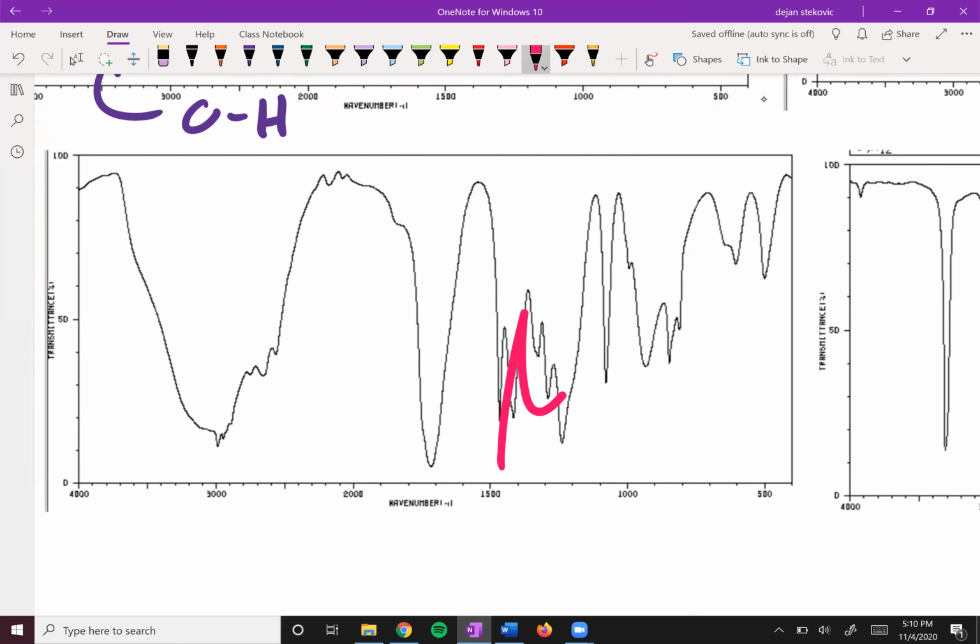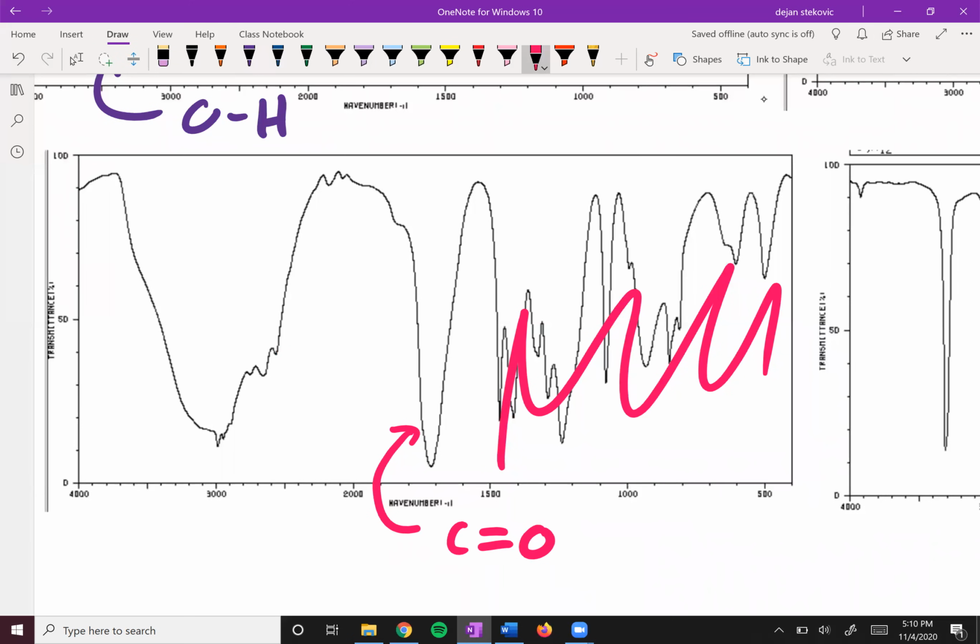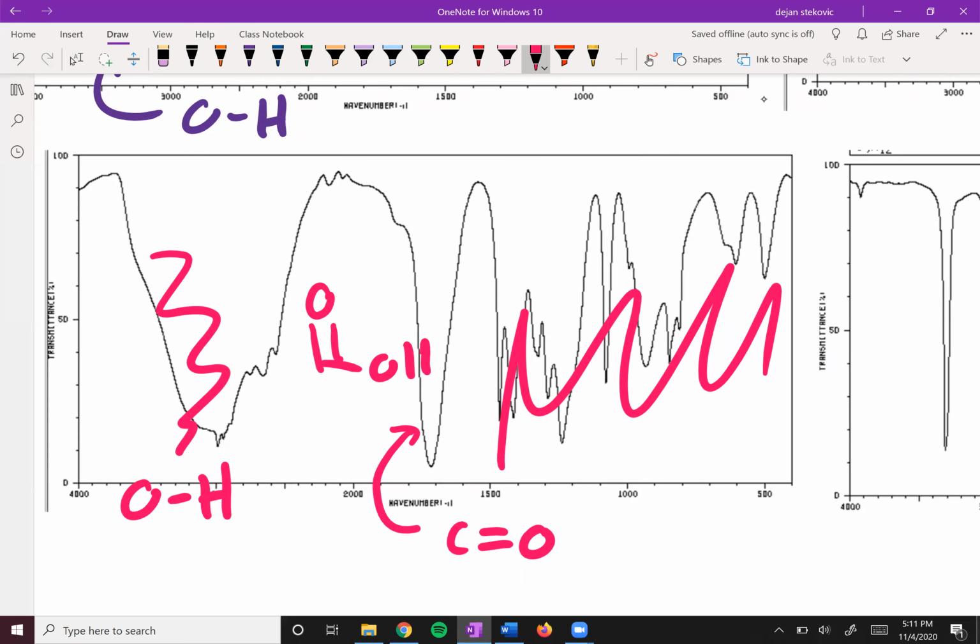Next up, we're at this guy again. We ignore the whole fingerprint region, right? This is 1500, this is 16, this is 1700. So we see this carbonyl peak right here. And then we also see this big old alcohol peak here, right? And notice that both the carbonyl and the alcohol peak are very broad. And so that should indicate to you that this is most likely going to be some kind of carboxylic acid.